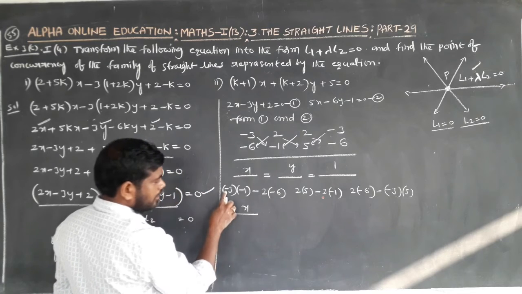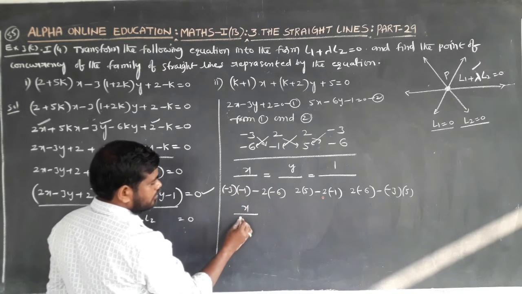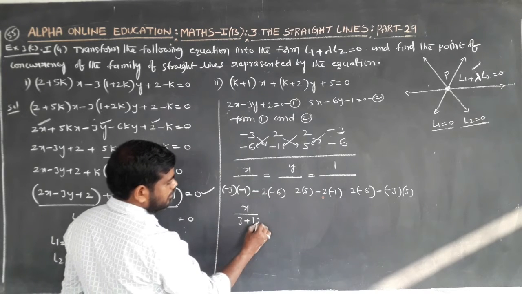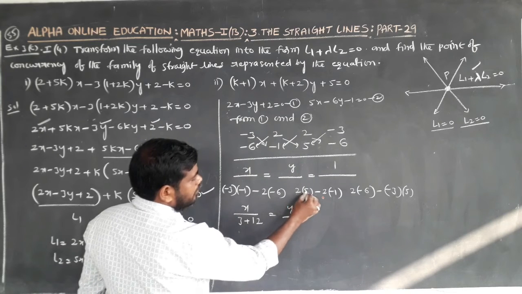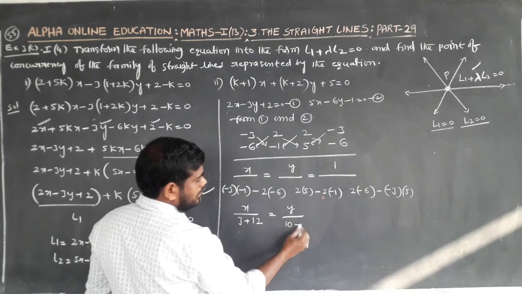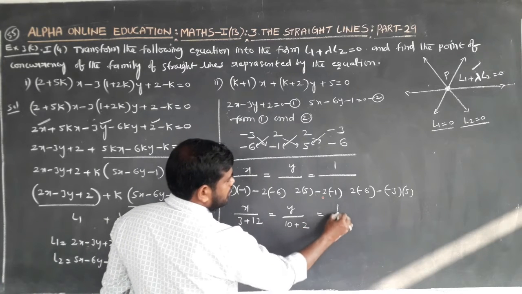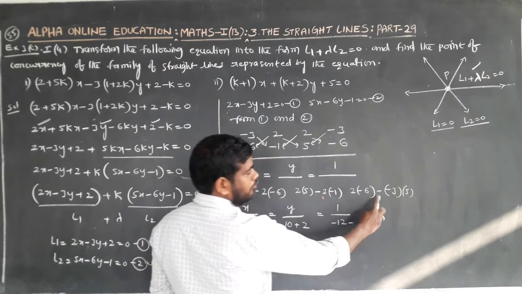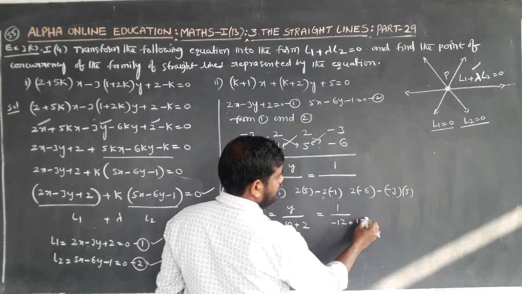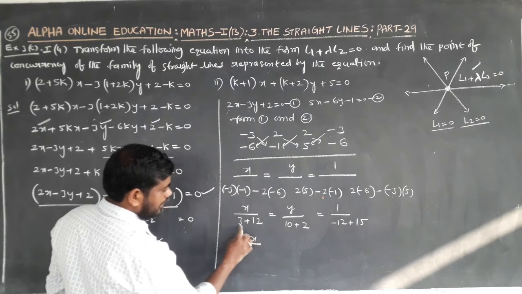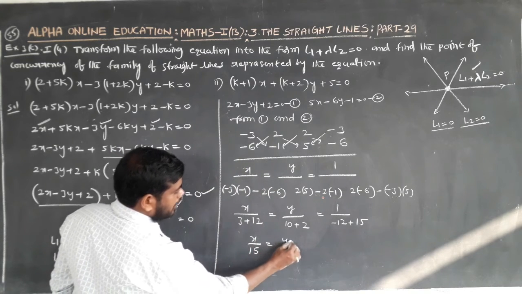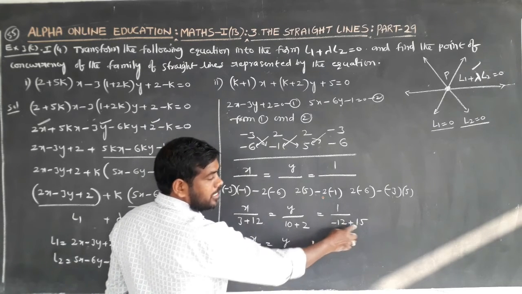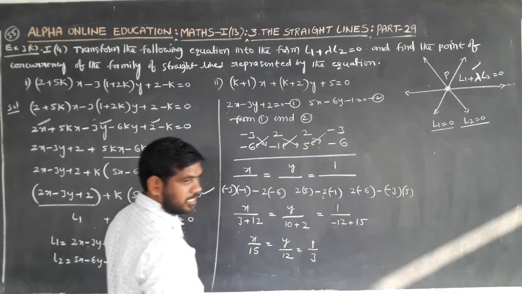X by: minus into minus plus, 3 1s are 3, minus into minus plus, 2 6s are 12. Y by: 2 5s are 10, minus into minus plus, 2 1s are 2. 1 by: 2 into minus 6 is minus 12, minus into minus plus, 3 5s are 15. So x by 3 plus 12 is 15, y by 10 plus 2 is 12, 1 by minus 12 plus 15 is 3.